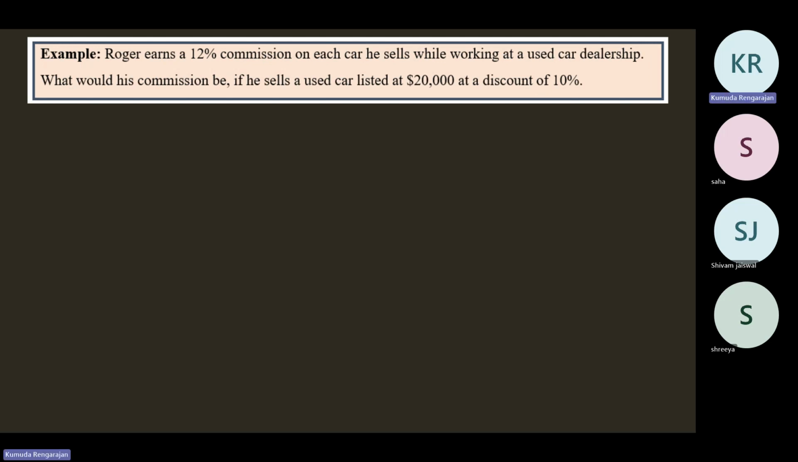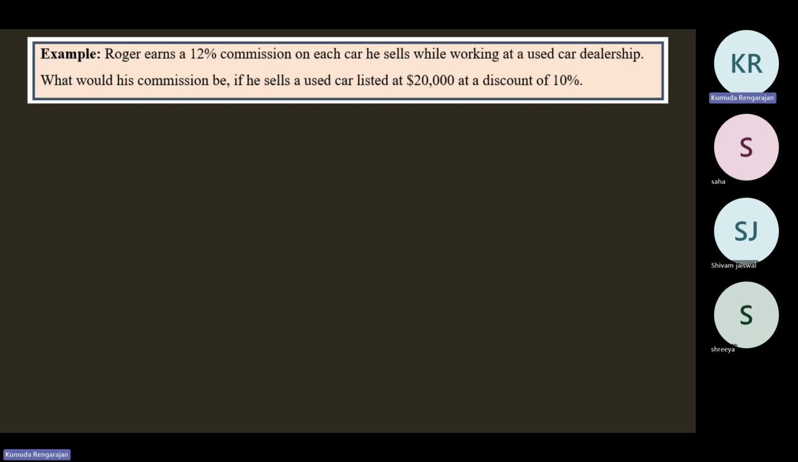Let's see this one. Roger earns a 12% commission on each car he sells while working at a used car dealership. What would be his commission if he sells a used car listed at $20,000 at a discount of 10%? See, the commission 12% is on the sales. Whatever is the sales value.